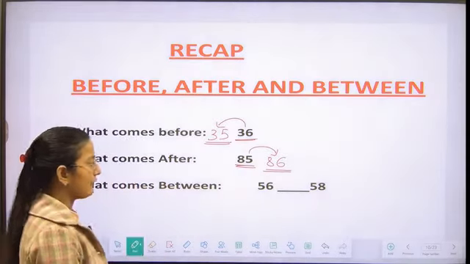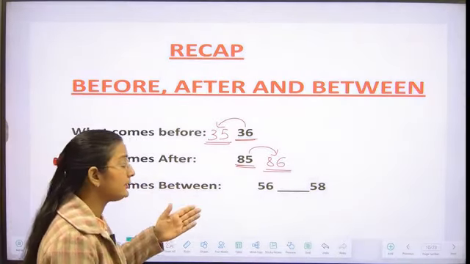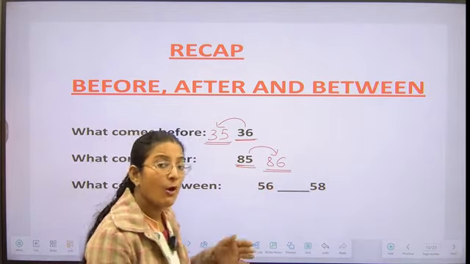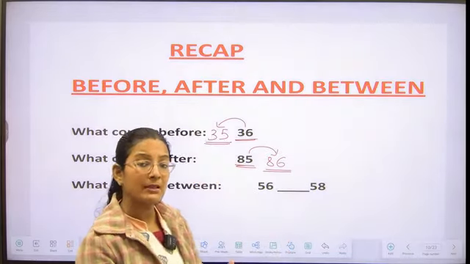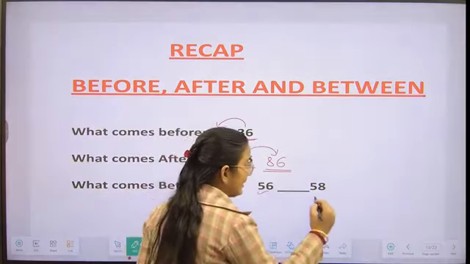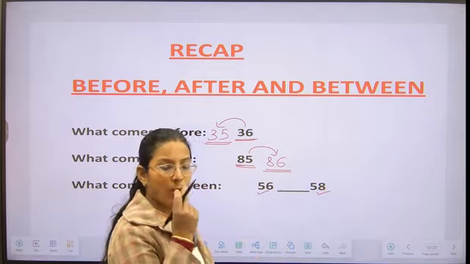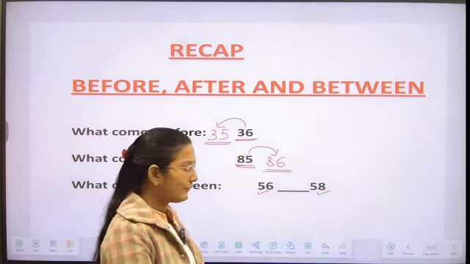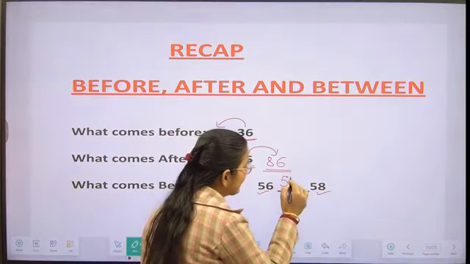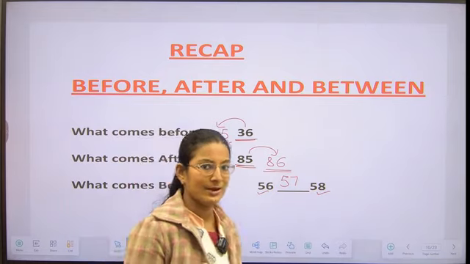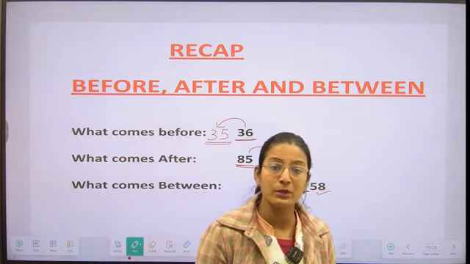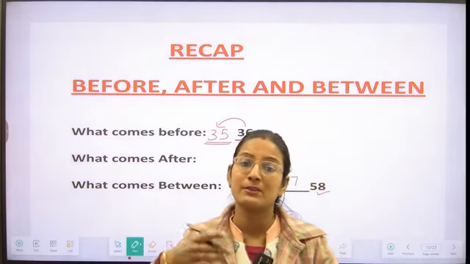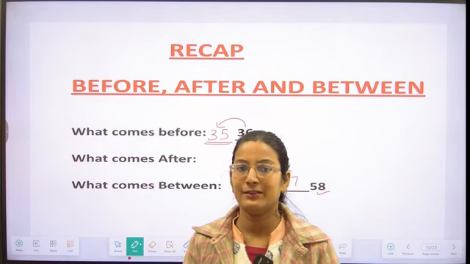Now read the next question with me. What comes between 56, 58? That means we have to write the number which comes between 56 and 58. What number comes between 56 and 58, kids? Very good. The number 57. So everyone is able to understand how we are going to write the before, after, and between objects or the before, after, between numbers? Very good.